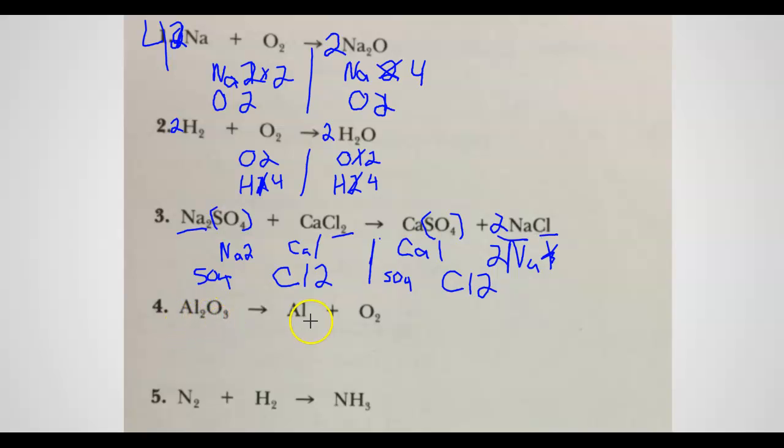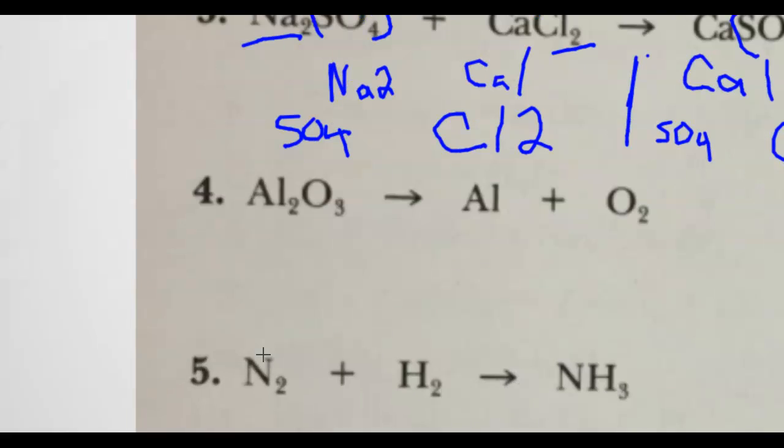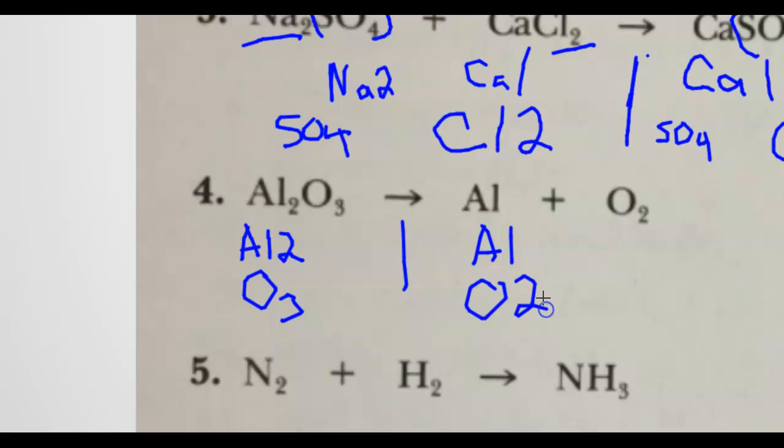This is aluminum oxide that yields aluminum plus oxygen. I've got 2 aluminum here. Oxygen has 3 of them. On this side, I've only got 1 aluminum, and I've got 2 oxygen. So if we work on our oxygen first, and it's not a general rule, but when you can balance the oxygens first, it does make everything else kind of balance out easier.